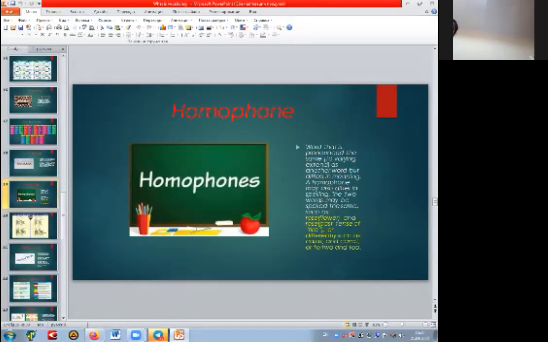rise. And they may be written in different ways. You can see here, two, it's a particle, and two is a number. Two, that means also, you know.